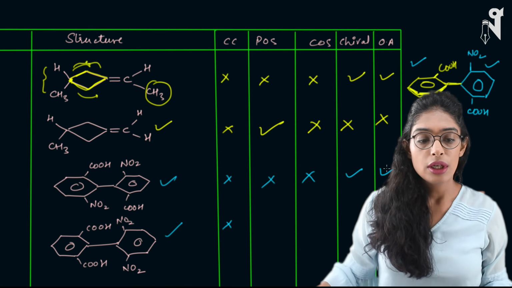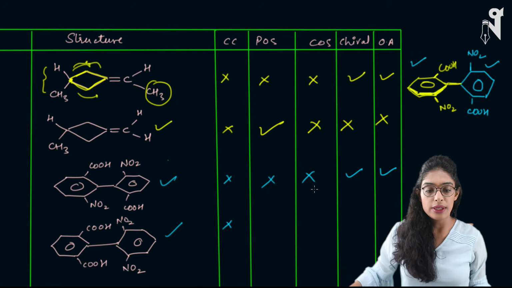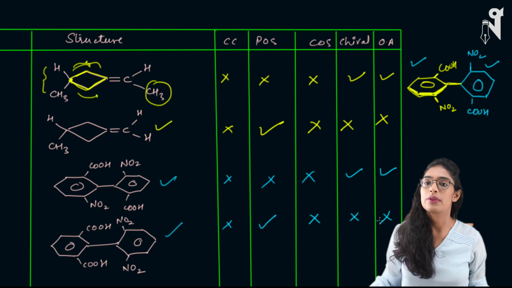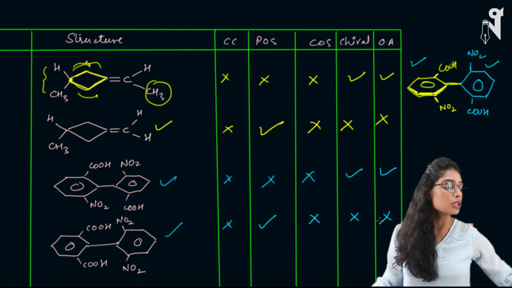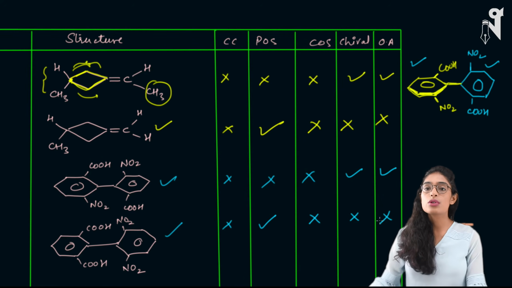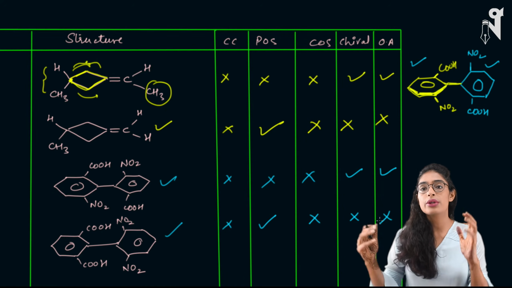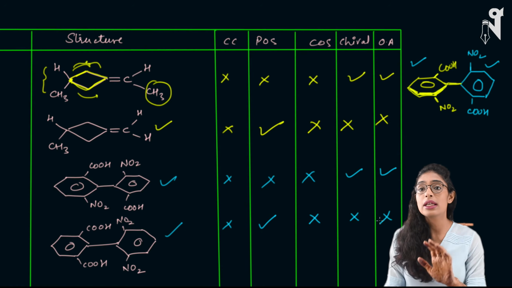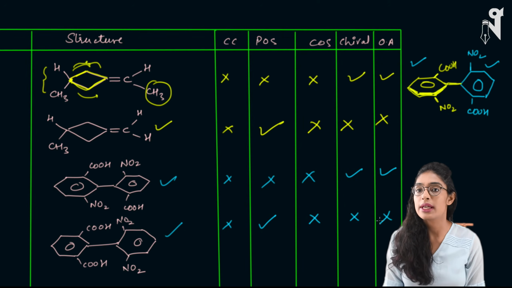Okay. So POS yes, COS no, chirality no, optical activity no. So here we are done with all the possible different examples that we can get in the exams, and most of the examples I have tried showing you through the 3D diagram so that you can see them once and then visualize them from the next time.